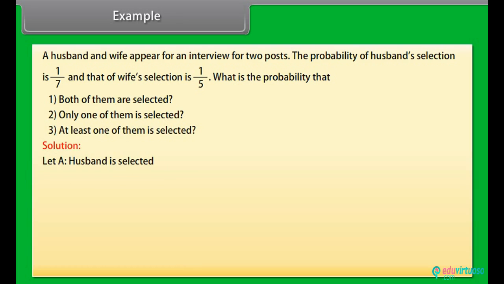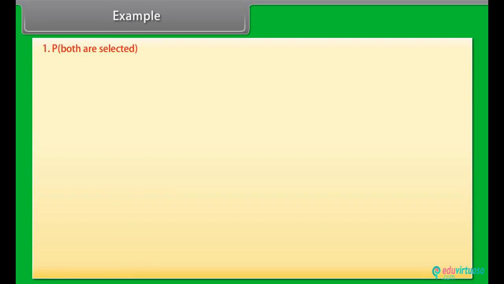Solution: let event A be husband is selected. Therefore, probability of event A is equal to 1 by 7. And event B be wife is selected. Therefore, probability of event B is equal to 1 by 5. 1. P both are selected is equal to probability of A intersection B, which is equal to probability of event A into probability of event B, which is equal to 1 by 7 into 1 by 5, which is equal to 1 by 35.